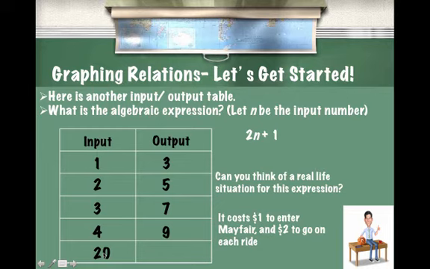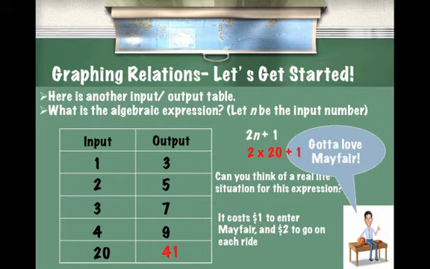So if you were to go on 20 rides, I'd put 20 in the place of n, and then my expression would become 2 times 20, which is $40 for the ride, plus $1 to enter, $41. Gotta love Mayfair.